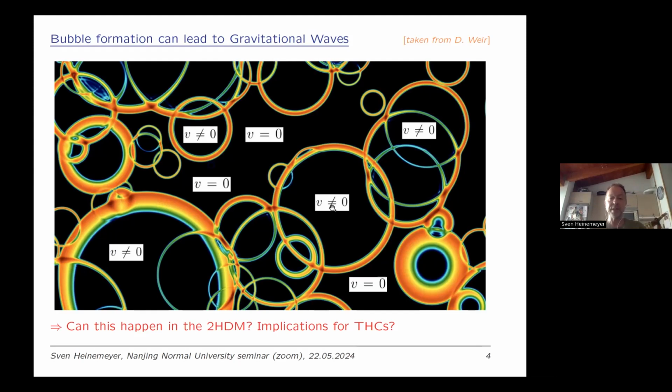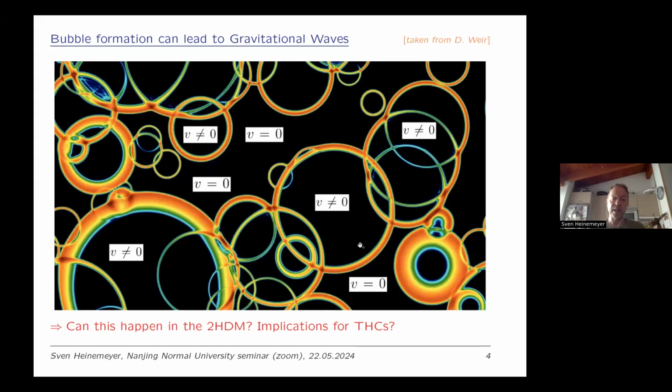So here the VEV is already good. Here the VEV is still 0. They expand. Now, this bubble expansion can also cause gravitational waves that may still be observable with the observatories that we will have in the future. This is this bubble expansion, and also the turbulence that exists here in the plasma that we have. This all causes gravitational waves.